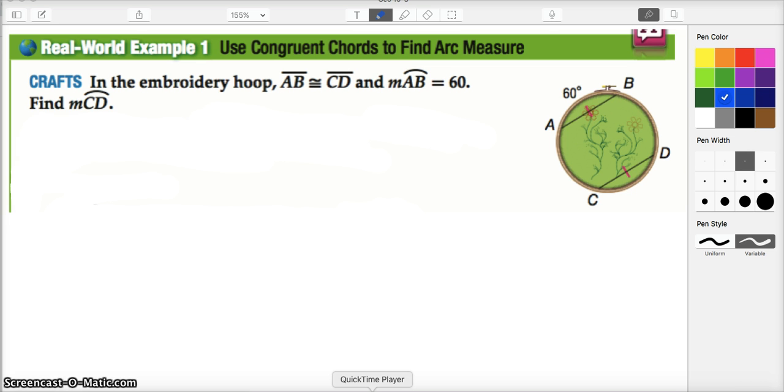So we're looking at an embroidery hoop, and we are given that these two segments, AB and CD, are congruent. And basically we're told that the measure of arc AB is 60 degrees. Then what do we know about the measure of arc CD? Well, remember where the measures come from. The measure comes from the fact that we have this central angle here, so that's saying that this central angle will be 60. And what will this one be? Well, from our last theorem, we know easily that arc CD has to be 60 degrees as well. The measure of arc CD has to be 60 degrees since these two segments, the chords, are congruent.